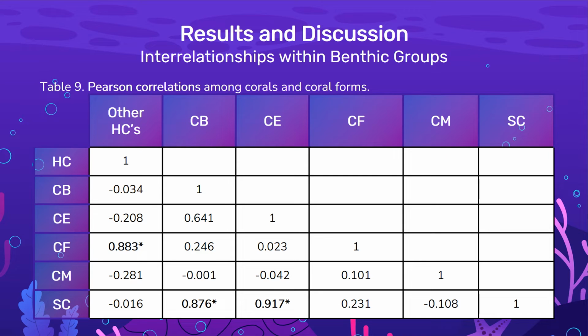Next, Table 9 shows the relationship between various coral forms. Using Pearson correlation, it suggests that there is a strong positive correlation between soft corals and encrusting corals with R value of 0.917, together with foliose corals and hard corals with R value of 0.883, and branching corals with soft corals with R value of 0.876. At the same time, encrusting corals and branching corals have a weak positive correlation with R value of 0.614.